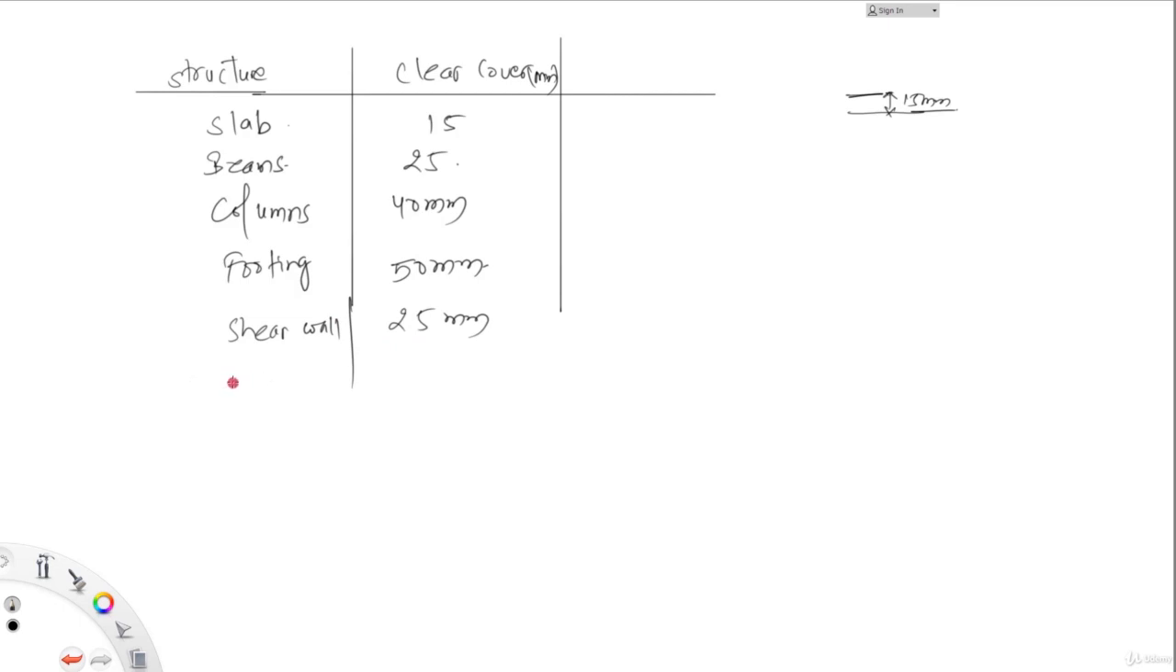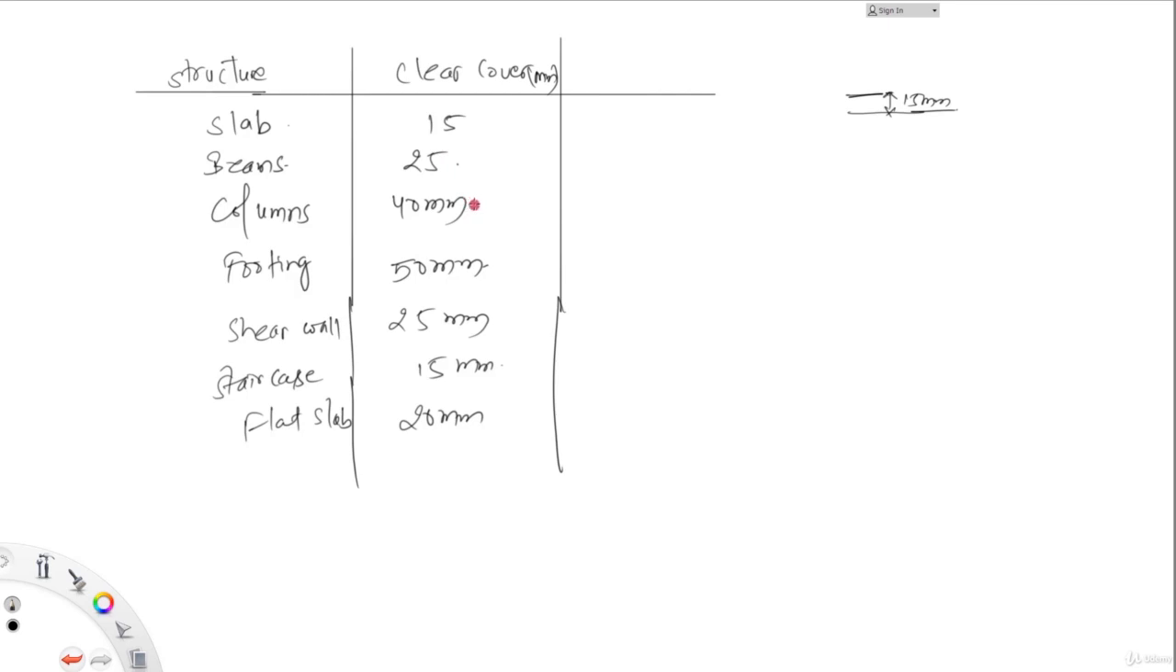For staircase, we provide the cover of 15 mm. It goes same for the slab. And for the flat slabs, the slab that has no beams but only the columns, the load is directly transferred to the columns and not to the beams, we provide the cover of 20 mm. So these are the general values that we use.